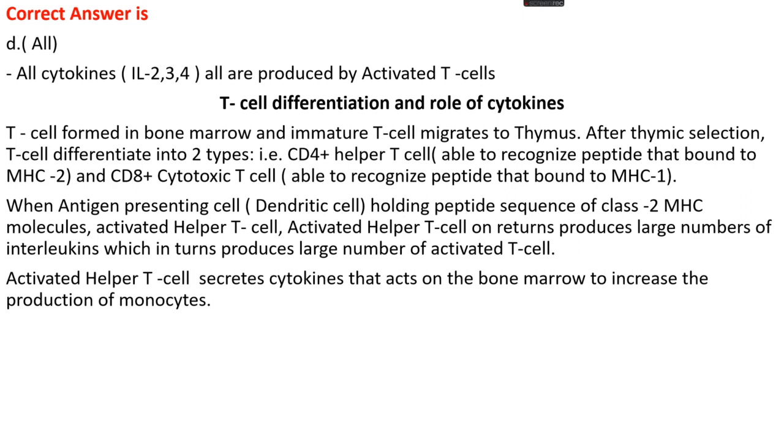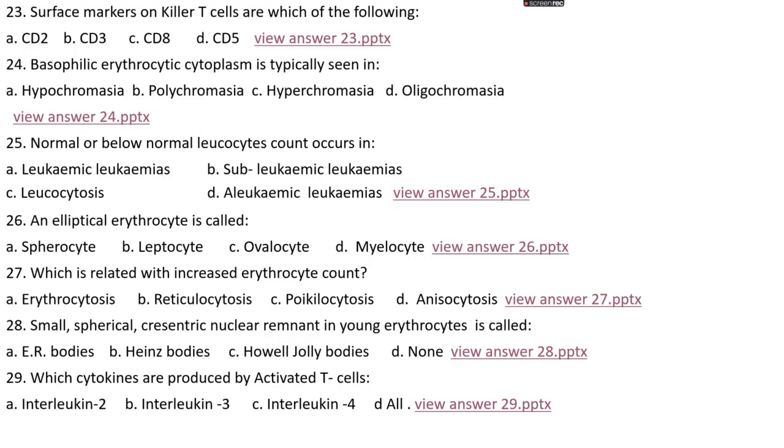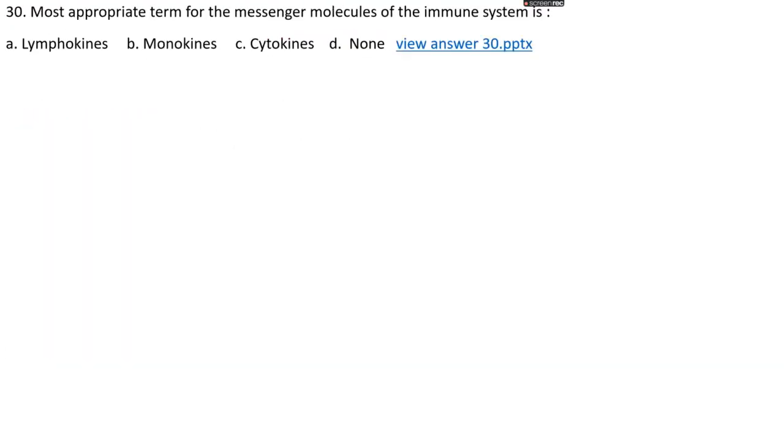When antigen presenting cells, that is dendritic cells, hold a peptide sequence on class 2 MHC molecules, helper T cells get activated, and these activated helper T cells in turn produce large numbers of interleukins, which in turn produce large numbers of activated T cells. These activated T cells secrete cytokines that also act on the bone marrow to increase the production of monocytes too.